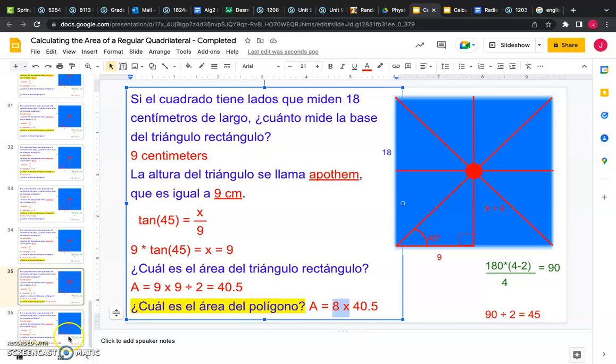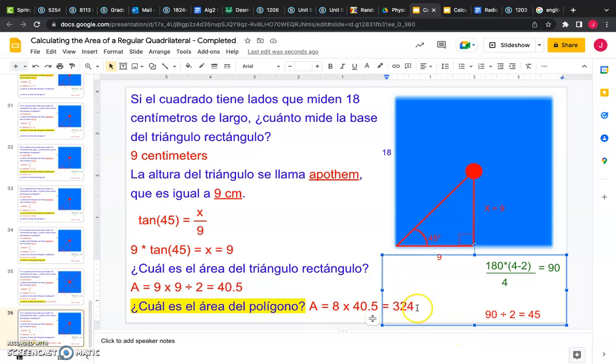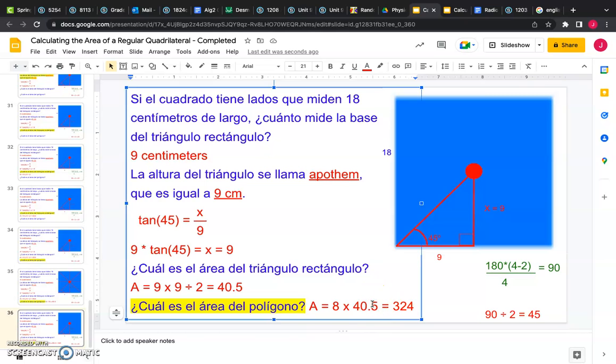And that ends up equaling 324. 324. That's our final answer. So that's the area of this entire blue polygon.